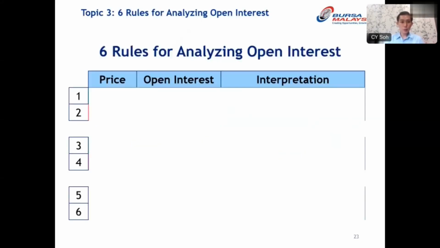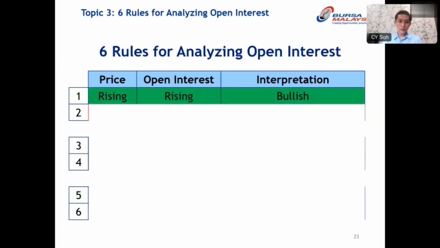So it takes a lot of practice and trading experience for you to be able to interpret it accurately. Now, there are 6 rules for analyzing open interest, and only these 6 conditions. Conditions number 1, 2, 3, and 4 would be easier for you to understand. Number 5 and number 6, sometimes it happens in the market, sometimes it rarely happens. So all you need to familiarize yourself with is rule number 1 until rule number 4. So let's have a look at rule number 1 first, and later on in the next slide, I will be explaining each of these rules with examples.